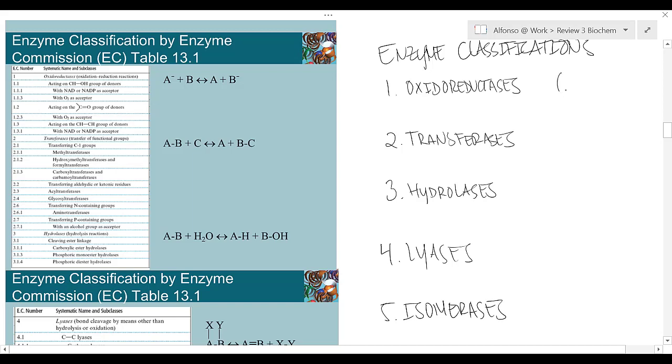Sixth is ligases. And there's a seventh one, which is translocases.